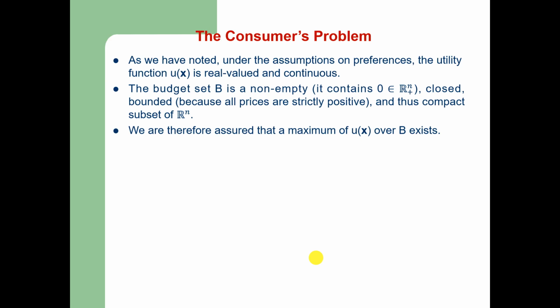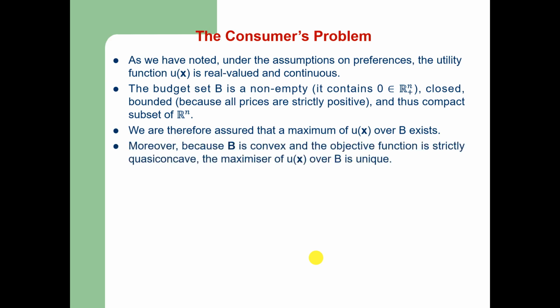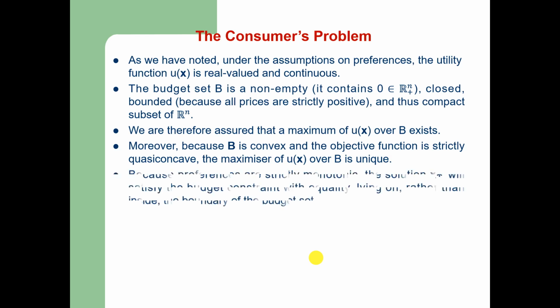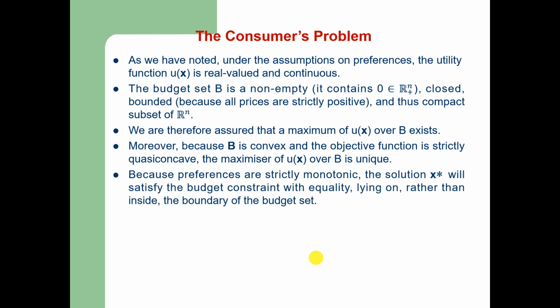We are therefore assured that a maximum of the utility derived from the consumption set X over B exists. Moreover, the feasible set B is convex and the objective function is strictly quasi-concave. The maximizer of the utility function from the consumption bundle X over B is unique. We will see that in the coming diagram in the next slide.